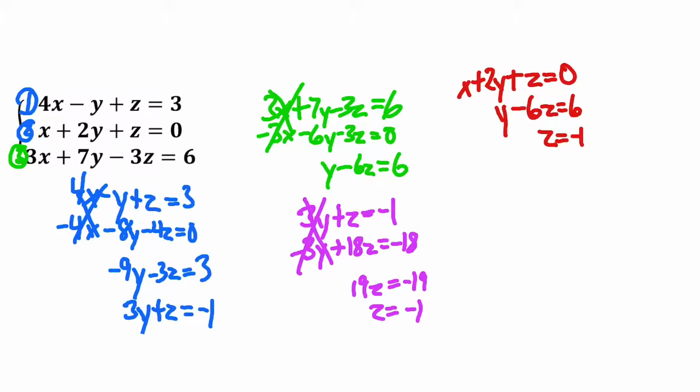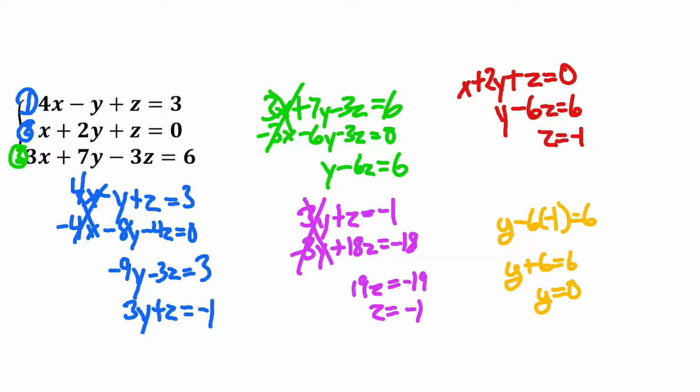At which point I would just plug these into the equations. So since I know z is negative 1, if I want to figure out my value for y, I would just go y minus 6 times negative 1 equals 6. That means y plus 6 equals 6, and obviously any number plus 6 that equals 6 means that y is going to equal 0.